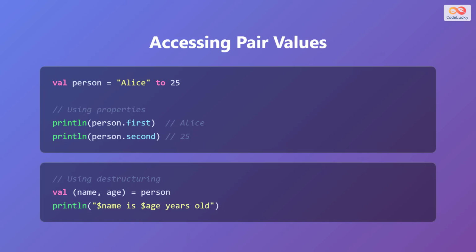Once you have a Pair, you can access its values in 2 ways. First, you can use the first and second properties to retrieve each value individually. Second, you can use destructuring declaration, which lets you extract both values into separate variables in a single line. Destructuring is especially useful when you want to work with both values immediately.